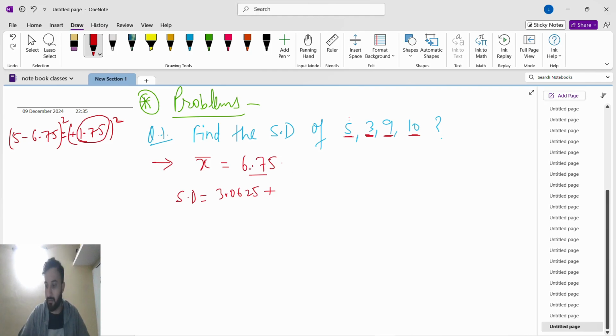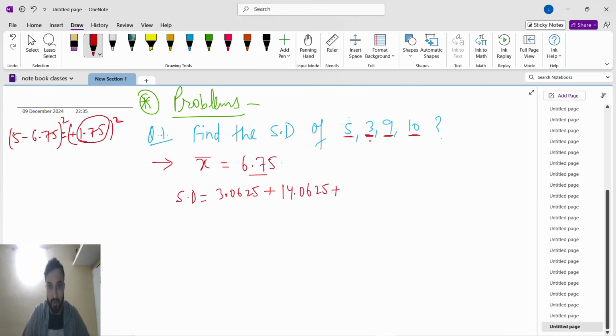Then 3 minus 6.75, you are getting minus 3.75. To forget the minus, just take the number 3.75 and do its square. So 3.75 squared means 3.75 into 3.75, and you are getting 14.0625.